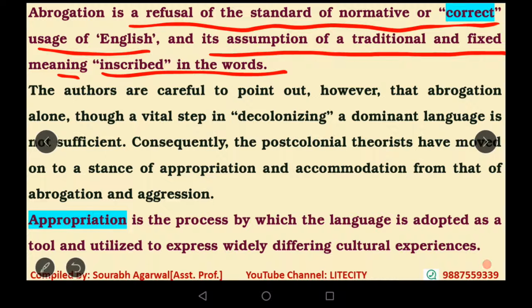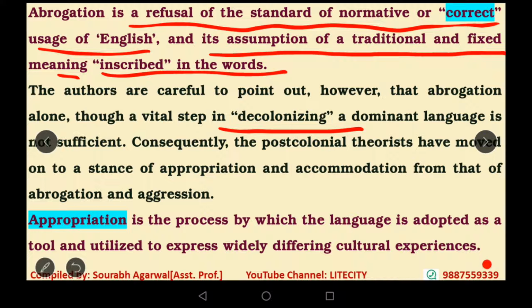We have already seen it. It is a complete refusal to accept that your English is the only English. It is just like raising the slogan, we have our own English. Ashcroft and the other authors are careful to point out that abrogation alone, though it is important in the decolonizing process, decolonizing the dominant language, is not sufficient, because we can say it has a little effect. How many words or meanings or syntax can you change?